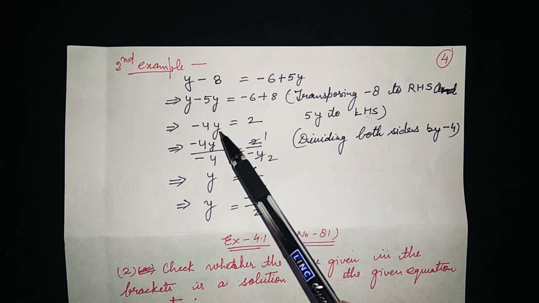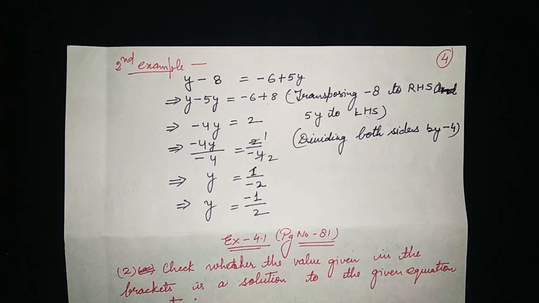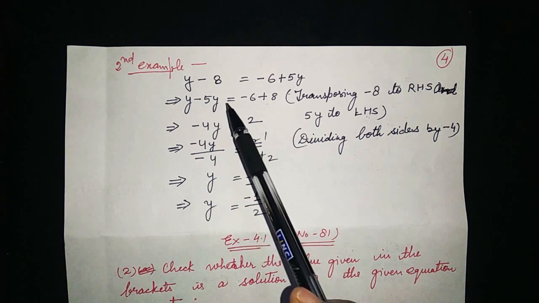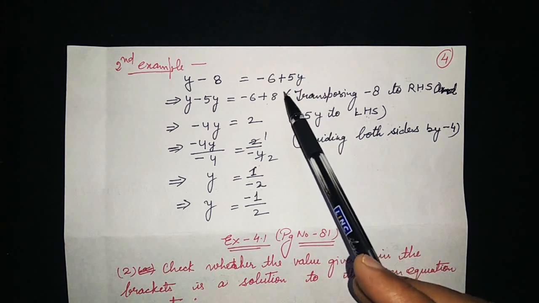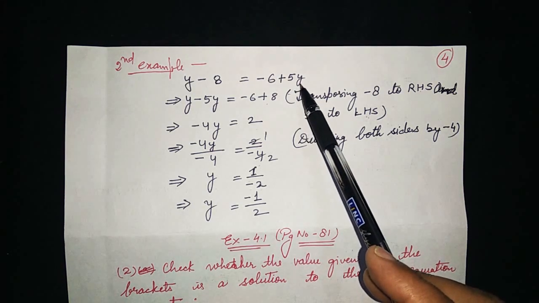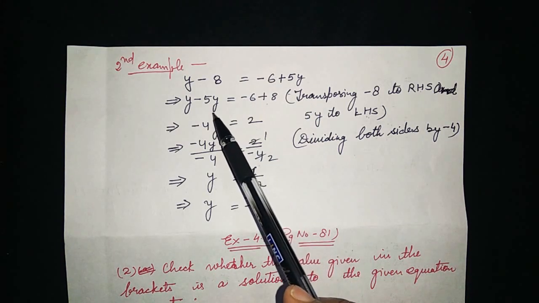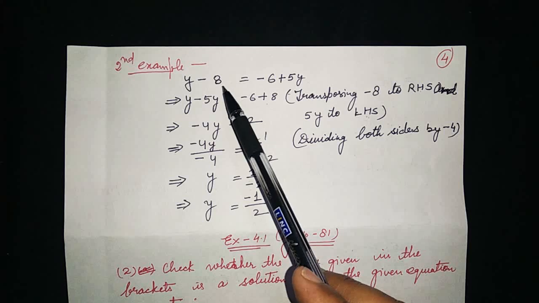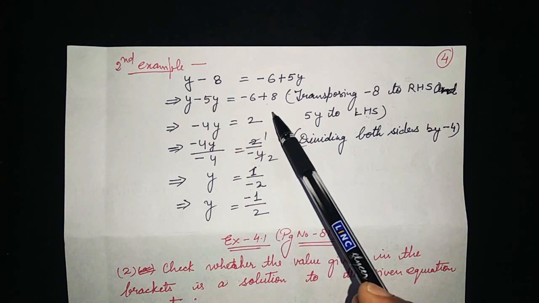Now you will think why we have transposed 5y from right hand side to left hand side, and why we have transposed minus 8 from left hand side to right hand side. There is a reason, because this 5 is with the variable y. So we will transpose it to left hand side, and minus 8 is a constant number. So we will transpose it to right hand side.